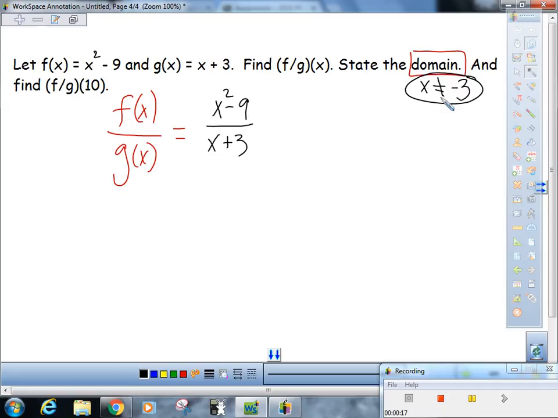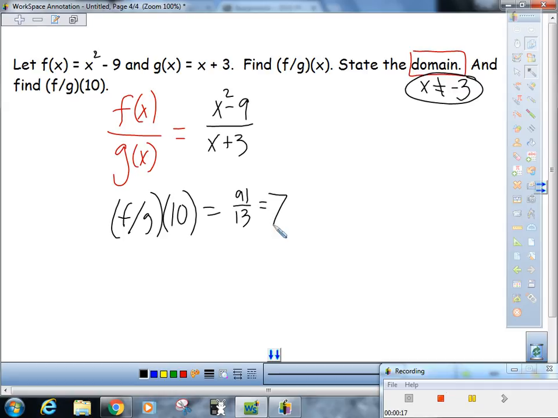Okay? F divided by g of 10 equals, what's 10 squared? And what's 100 minus 9? 91. And what's 10 plus 3? Can somebody put that in their calculator and just see if that's a nice, easy number? It might be 7. That's what I thought. Okay? So that is f divided by g of 10.